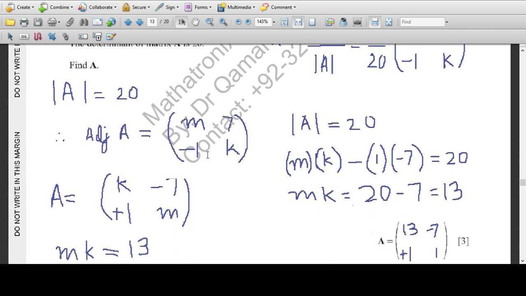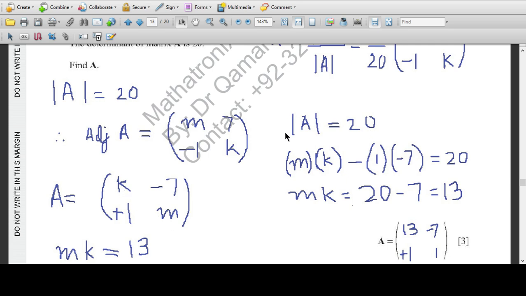So A is, if we take the adjoint again, then it becomes A. So in the adjoint we place this value, shift, and we change the sign here. So this k and m, and this is minus 7 and this is plus 1. Now we have obtained this A matrix, and here we have k and m. We have to find the value of this k and m.